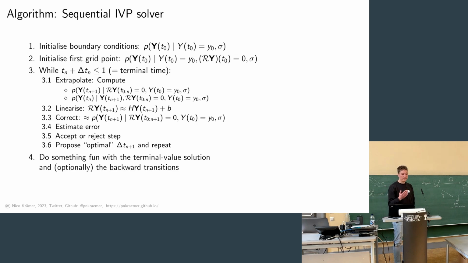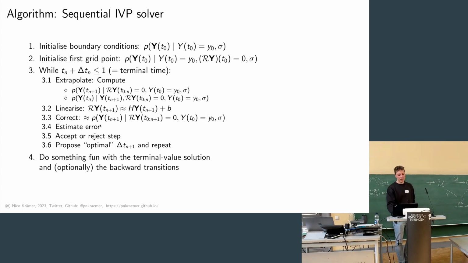So to summarize, we have the initialization bit, and then while we're not done yet in time, we keep stepping forward. We always extrapolate, we always linearize, correct, and then we do our error estimation, acceptance, rejection bit. And if we do all of those steps in the way that I just explained, then, well, I don't want to guarantee it, but I can confidently tell you that it's probably going to work really well, even if you go to high orders of your prior. Questions so far?